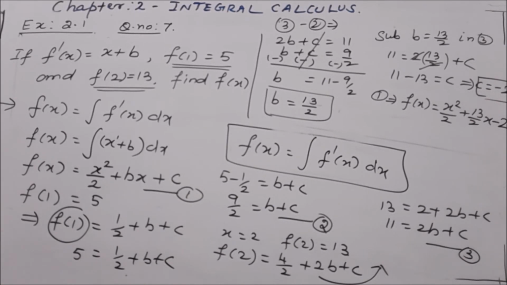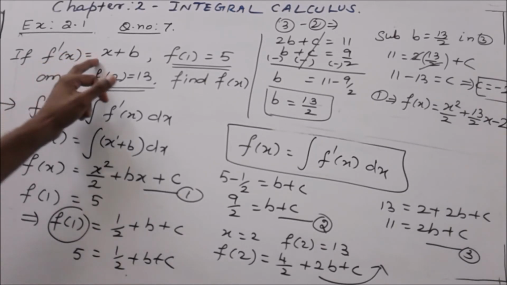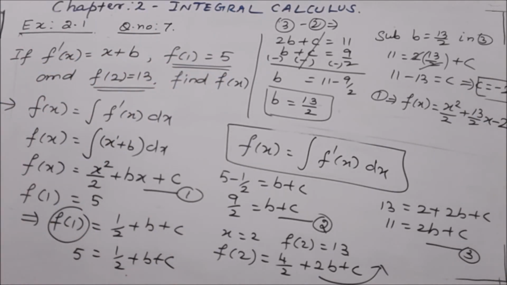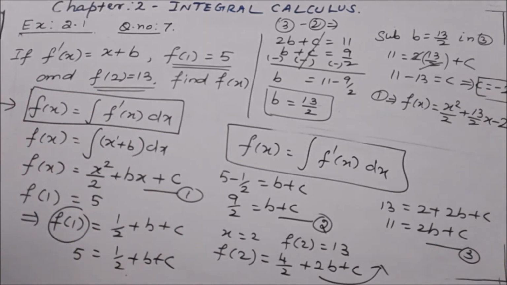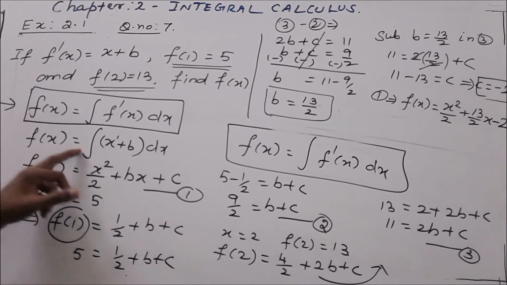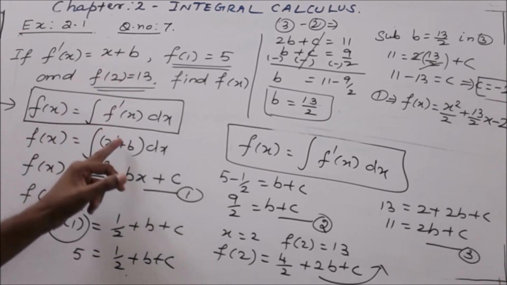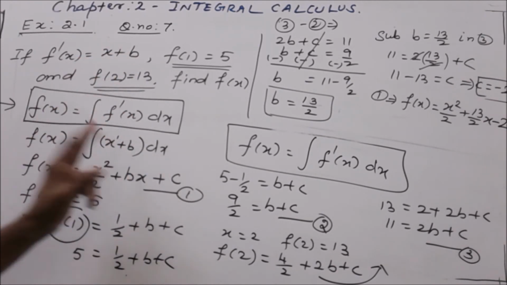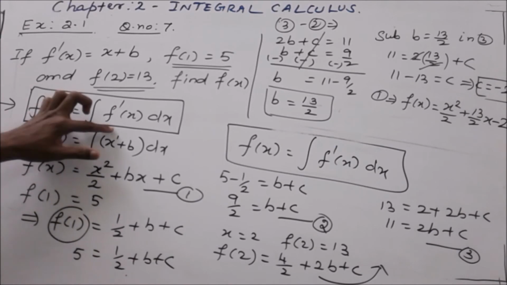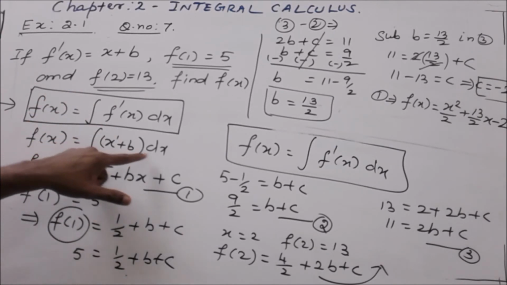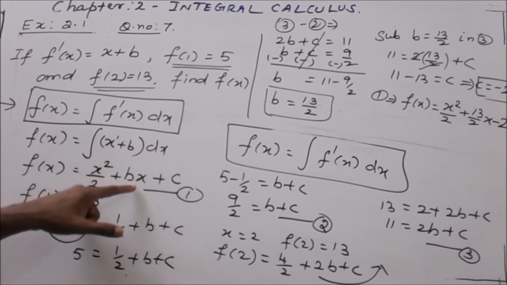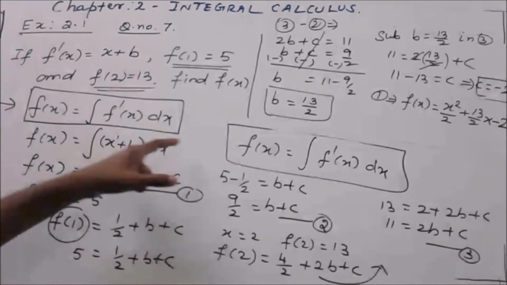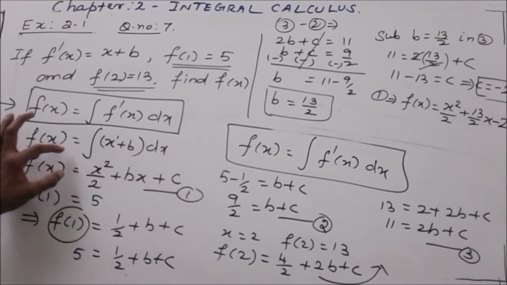Once more, I repeat the same question here. f dash is given, and f of 1 and f of 2 are also given. We should find the value of f of x. We have the formula f of x equals the integral of f dash of x dx. That is, f dash of x is given as x plus b. Substituting here, the power of x is 1, so while integrating, this is x square by 2. This is a constant, so it is multiplied by x because we have dx here. So b is multiplied by x while integrating, and one constant of integration will be added, that is c. This is the function f of x.